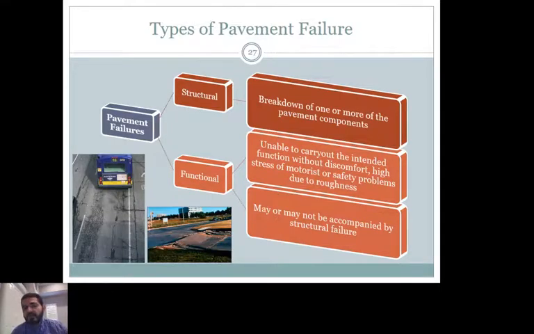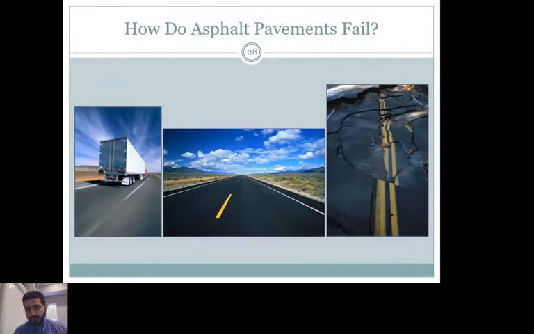That's also a functional failure. So functional failure may or may not be associated with a structural failure. But those are the two major types of failures that we typically see in any pavement structure. So let's talk about asphalt pavements first and how do they really fail.